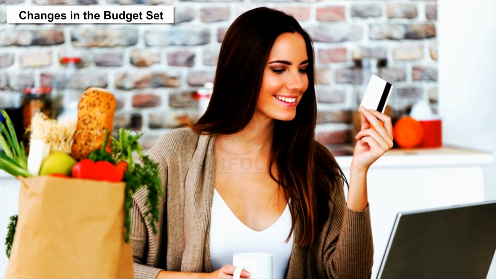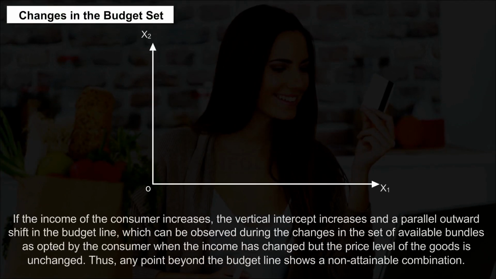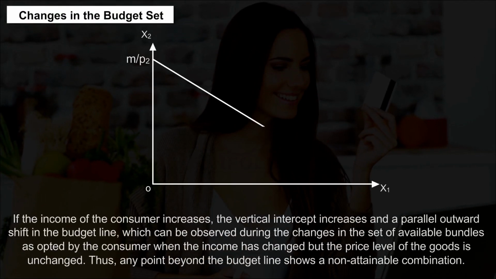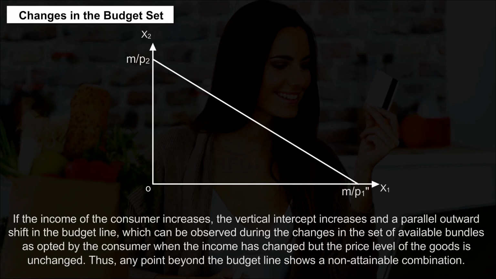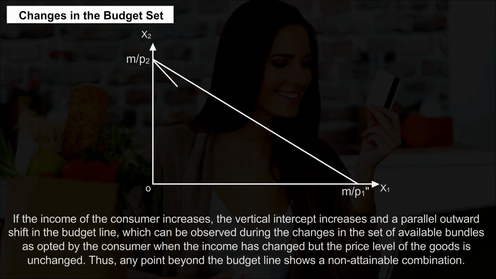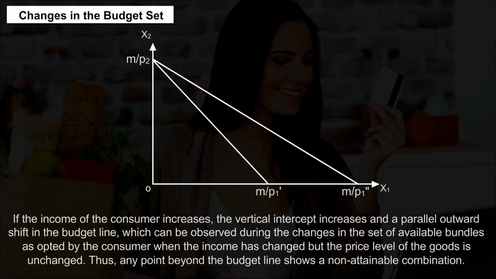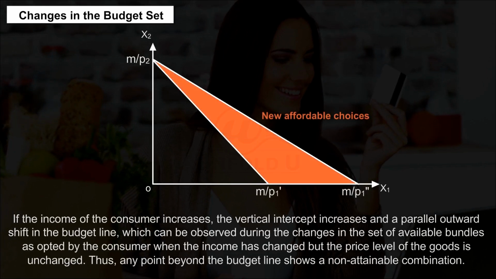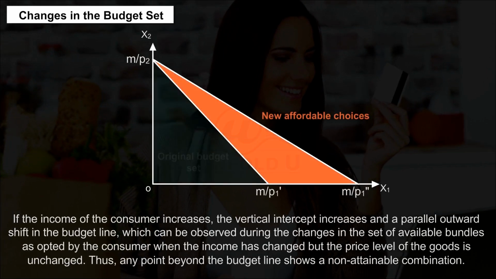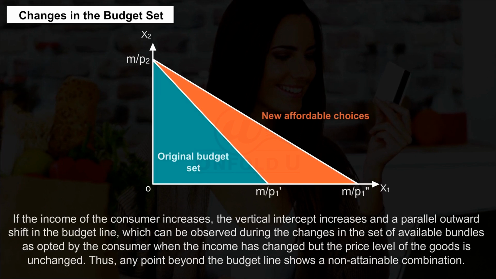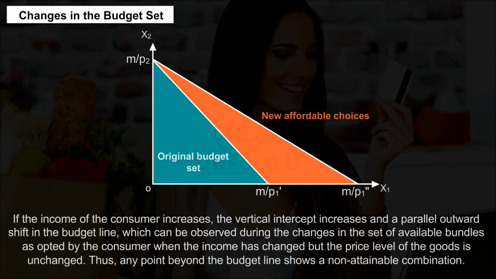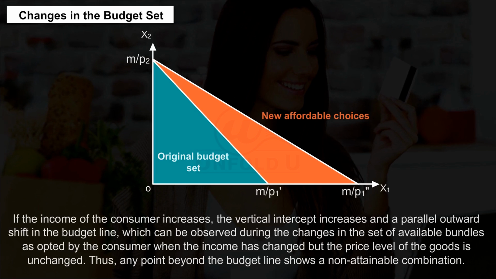Changes in the budget set. If the income of the consumer increases, the vertical intercept increases and there is a parallel outward shift in the budget line, which can be observed in the changes in the set of available bundles when the income has changed but the price level of the goods is unchanged. Thus, any point beyond the budget line shows a non-attainable combination.